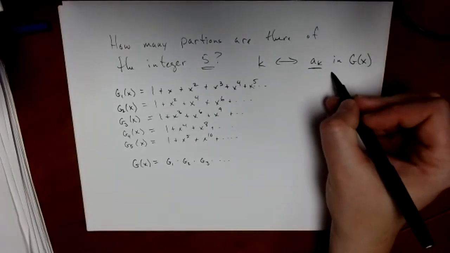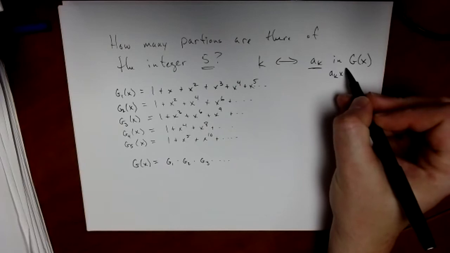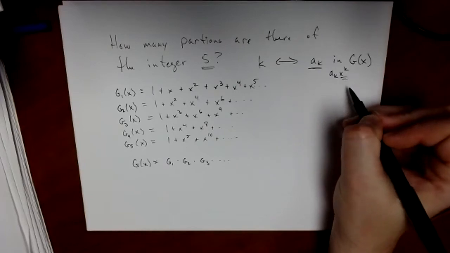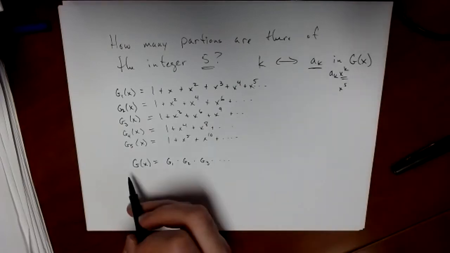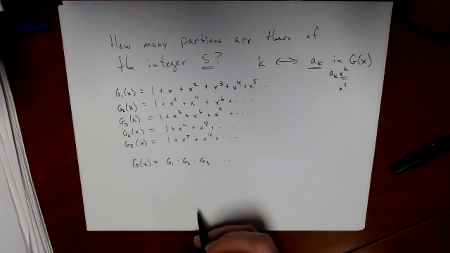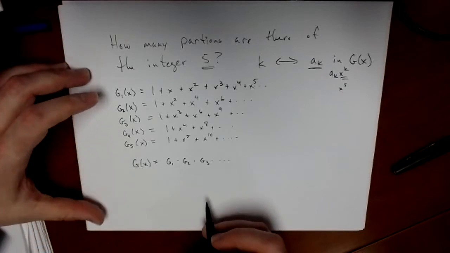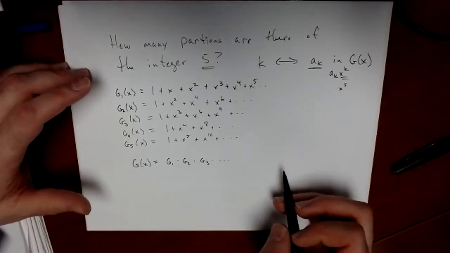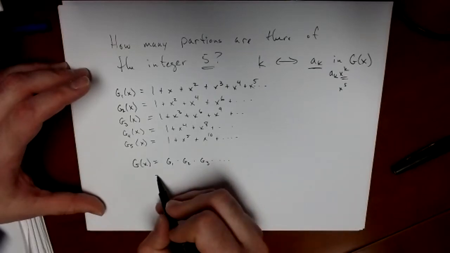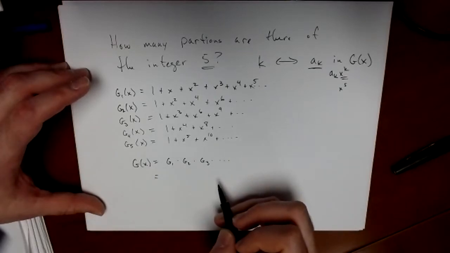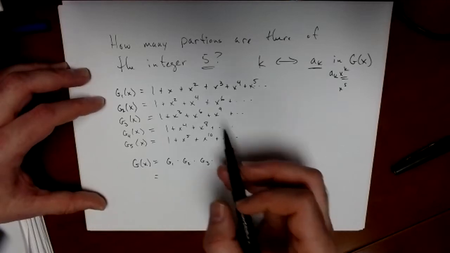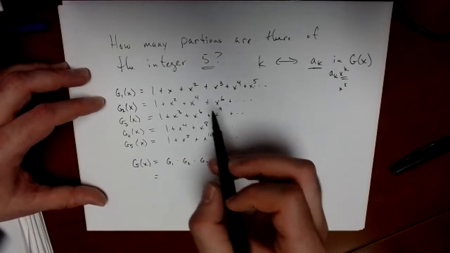So this would be the a_k x to the k. So we want to find the x to the fifth term in G(x), which we can do just by multiplying this out. Well, there's a couple of ways we could do that, I suppose. But for this one, it's actually fairly easy. We can just kind of multiply it out.